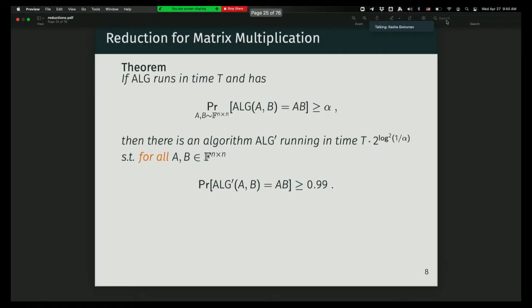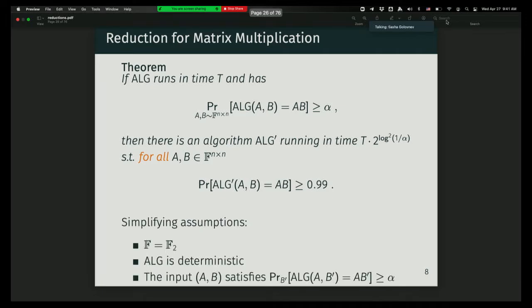Okay, so that's our main result for matrix multiplication. If you have an algorithm that solves matrix multiplication on alpha fraction of inputs, then we have a new algorithm, alg prime, that runs in time t times a not too terrible function of alpha that works for every A and B with probability 99%. This probability is easy to amplify. You can make it all but negligible. Okay, so let's see how we could do this.